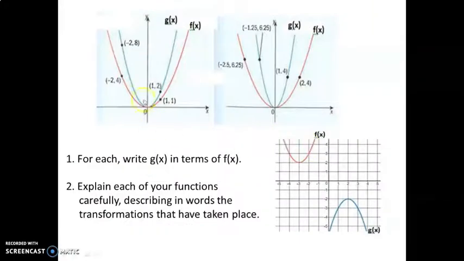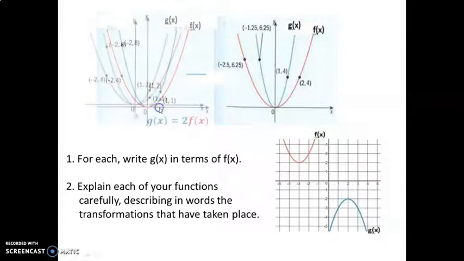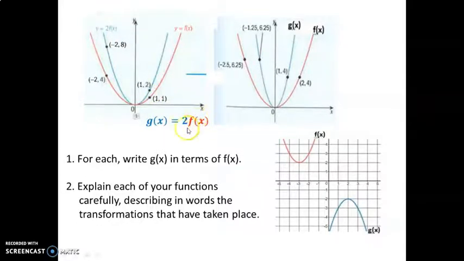Here's another problem we had. It says for each, write g of x in terms of f of x. So we want to write the blue function as taken from the red function. So how do we turn the red one into the blue one? And notice here it gives you these 2 points. So you can see that the x value remains the same, but the y value has been doubled. So we have a vertical dilation. So 2 times f of x. Every y value is 2 times what it was.